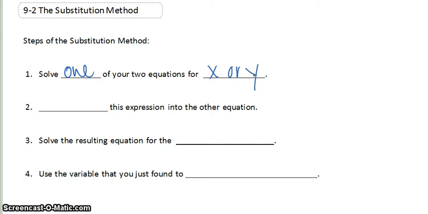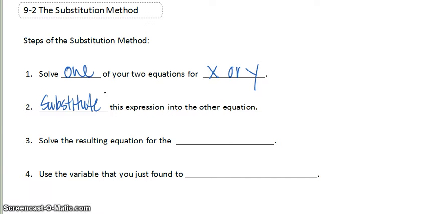So, number 2, you need to substitute this expression into the other equation. What that means is you're going to have your x equals something or y equals something, and you're going to take that and substitute it in for the x or y in your equation, depending on what you pick. You'll get to see that in just a second.